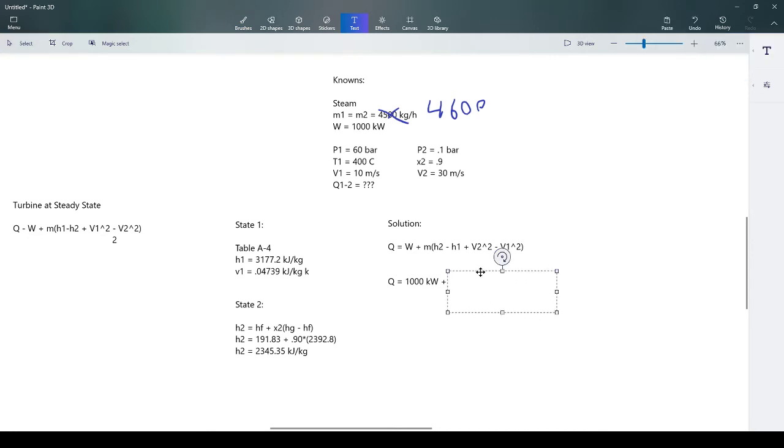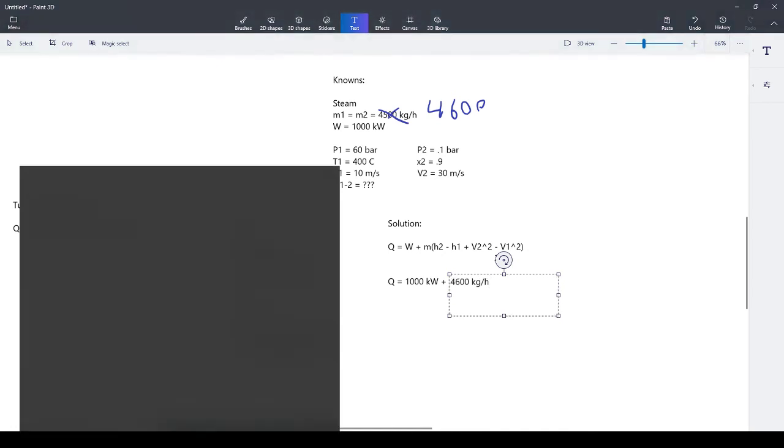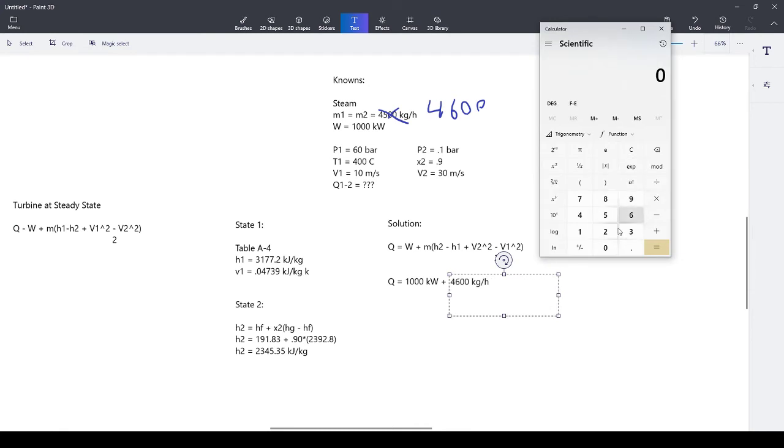So now there's a problem though, and I'm pretty sure some of you probably have already seen it, and I mentioned it slightly earlier, is that we have 4,600 kilograms per hour here. And why this won't work is because we have kilowatts here, which is a kilojoule per second, right? So we need this in terms of seconds. So what we have to do is we have to divide by 3,600, right? Because 60 minutes in an hour, 60 seconds in a minute, 3,600. So we need to divide this by 3,600, in my opinion.